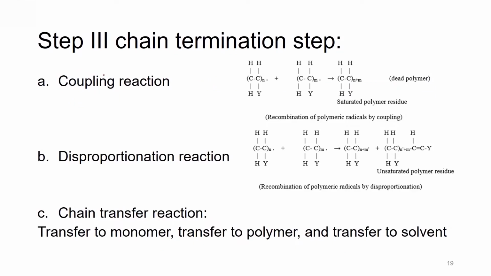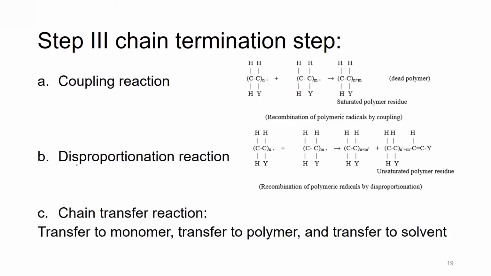The last step is the chain termination step. The chain termination step can happen either through a coupling reaction, or disproportionation reaction, or chain transfer reaction. Let's look at the coupling reaction. Your polymeric radical would just attack another long polymeric radical, and both of them will form what we call a dead polymer. This dead polymer means it's not growing anymore. Both radicals will form a bond between each other, and this bond will prevent it from growing further.